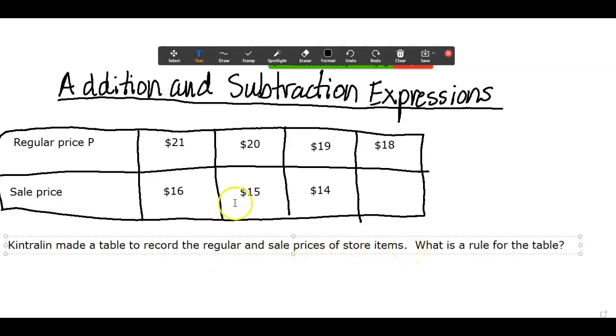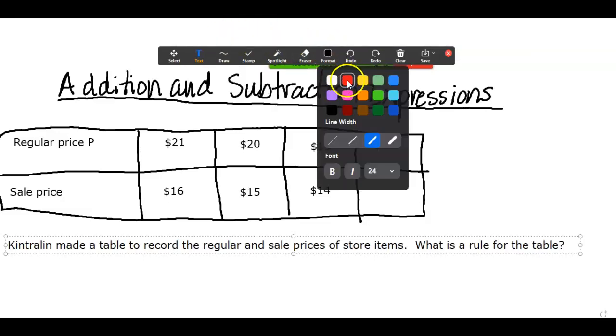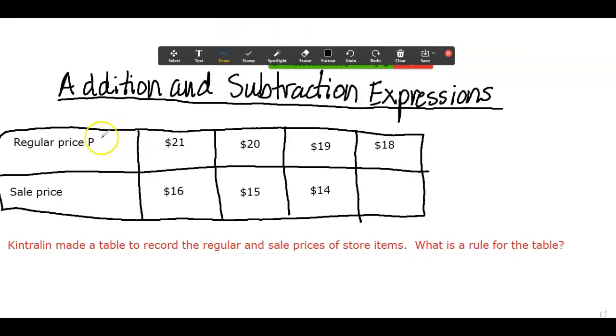So the problem that we have is Contralin made a table to record the regular and sale prices of store items. So look up here: Regular price, P. P is being used as the variable. That's important to know. Remember, if I am working with expressions, I always have a variable. So something is happening to that P. And then here's the sale price.